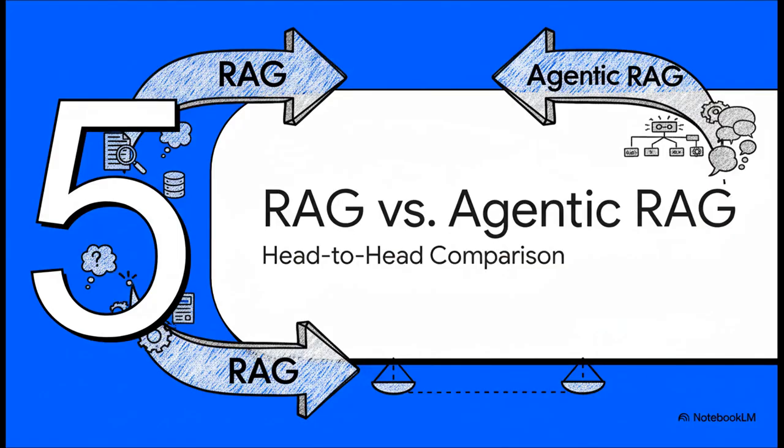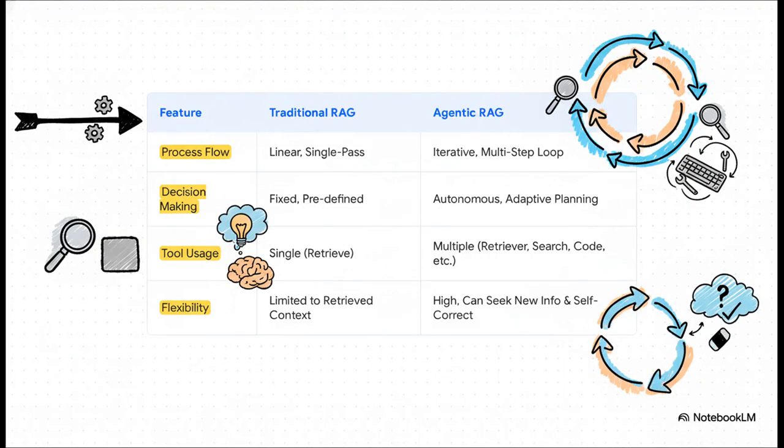Okay, so let's really break it down. Let's put these two head-to-head and see how they stack up. This table lays it all out perfectly. Look at the process flow. You go from a simple straight line to a dynamic, multi-step loop. For decision-making, it goes from a fixed, preset path to autonomous adaptive planning. Tool usage, it explodes from one single tool to a whole toolbox. And maybe the most important part, flexibility. It goes from being stuck with whatever it found on the first try to being able to actively seek out new information and even correct itself if it goes down the wrong path.